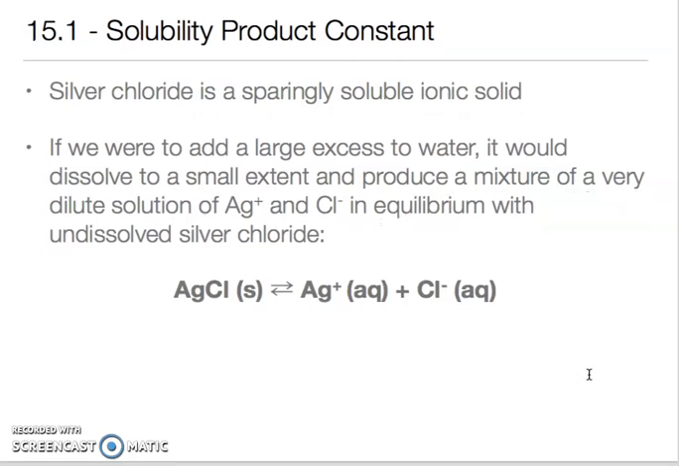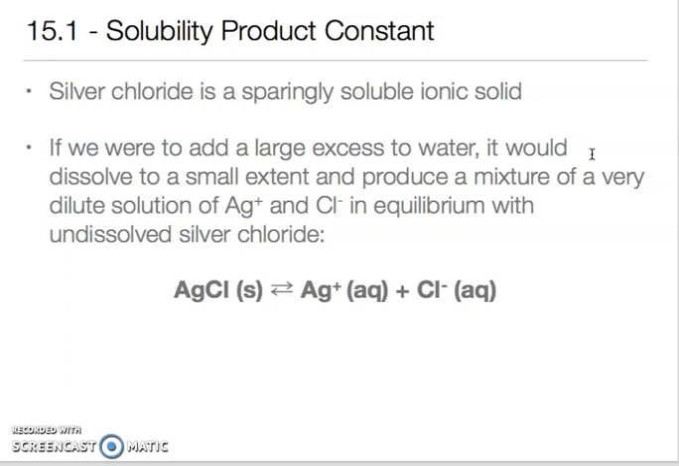So let's look at how we can even start with formulating a solubility product constant. So a solubility product constant is an equilibrium constant. It basically tells us what the ratio of products to reactants are in a particular salt dissolving in water. So here let's take one called silver chloride. Silver chloride is not very soluble, so it tends to precipitate out of solutions relatively easily. If we were to add a large excess of water, it would dissolve only to a small extent into my silver ion and my chloride ion. So we're taking that crystal lattice and we're breaking it into its respective ions.